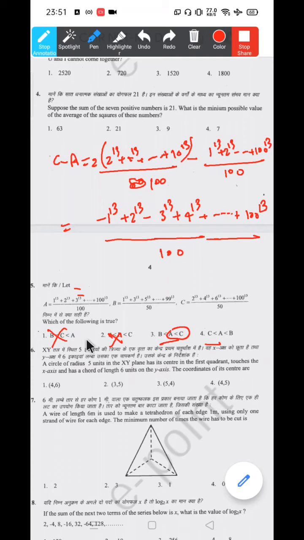I think C minus A will always be positive. Can you see that? The last term is 100 raised to 13. Yes, that will be the greatest one. So this term is positive. That means C minus A is greater than 0, that is, C is greater than A. That is, A is in between, C is the biggest. Now option B will be the correct one.